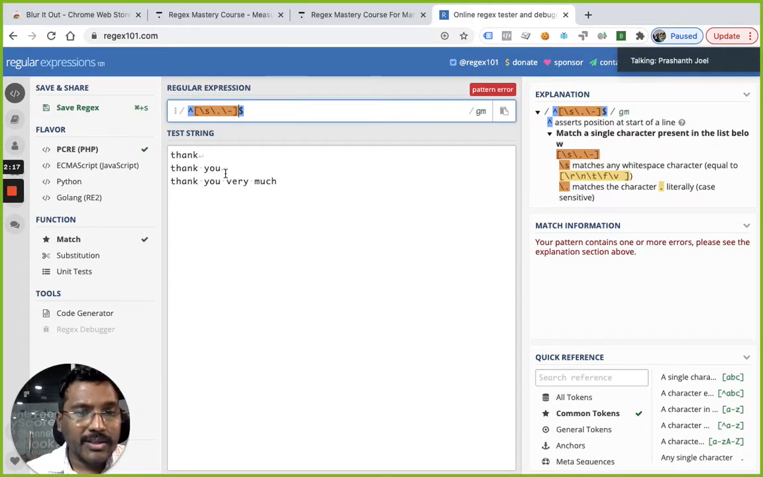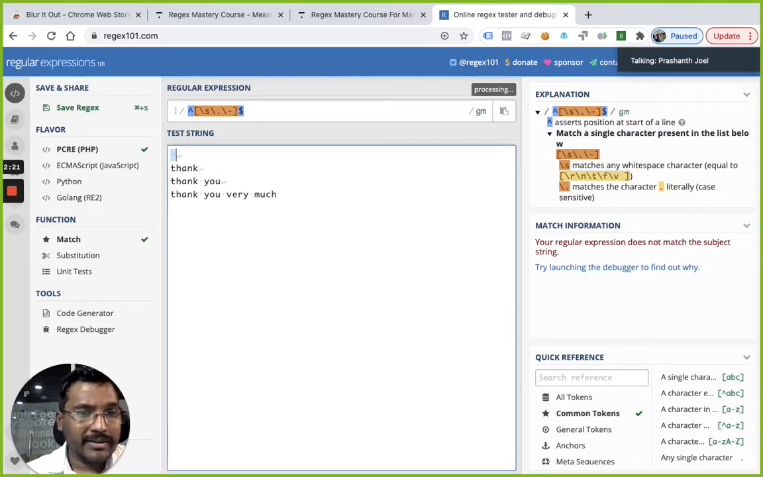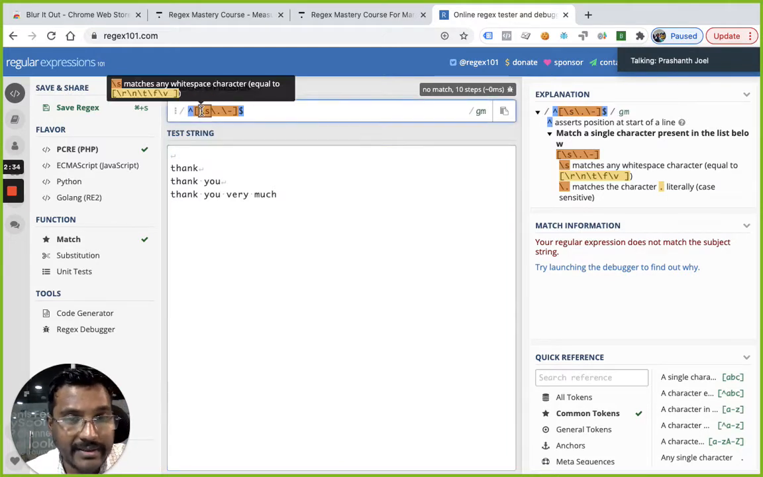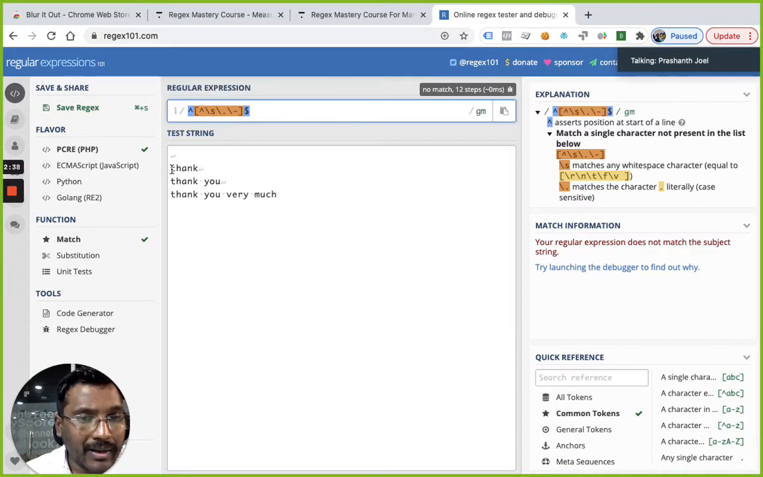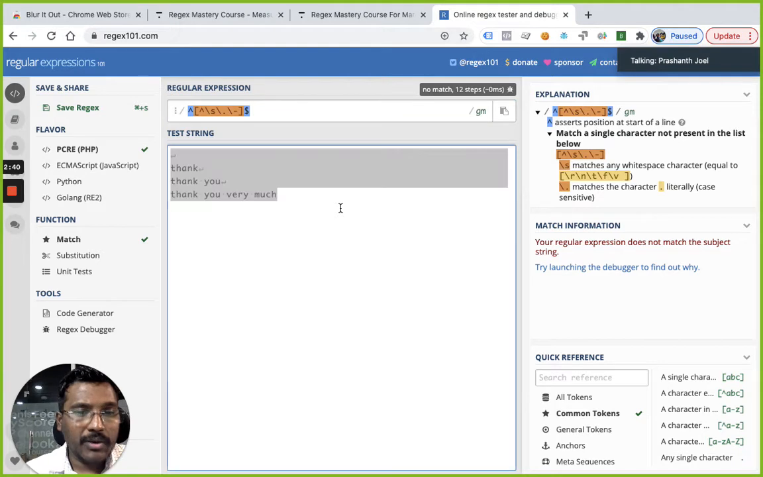So when I write this, what will happen? It will only match whenever it's a space, whenever it's a dot, whenever it's a hyphen. But a word does not start with a dot or space or hyphen. It will start with a proper word character. That's why I'll negate it by using the caret symbol inside the class. So when I do that, what will happen?